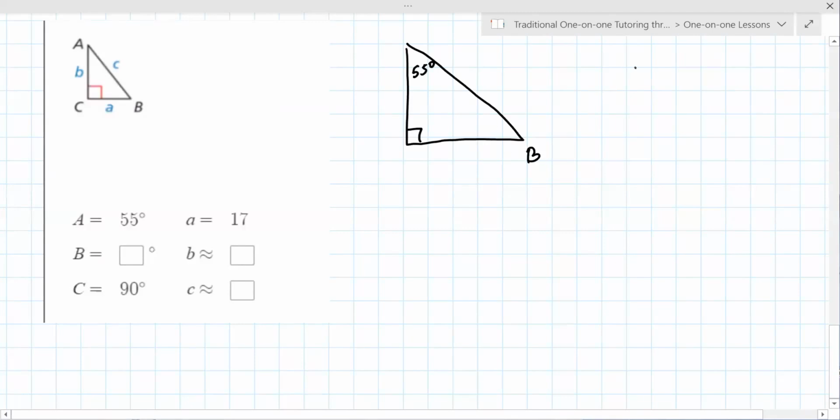So 55 plus 90 plus B has to equal 180. You can solve that for B and figure out the missing value. Now, if you don't like that, 55 plus B has to equal 90. And why is that? Well, we already have 90 here. If all 3 of them add up to 180, when you subtract 90 from both sides, you get down to 90. So what is the value of B?